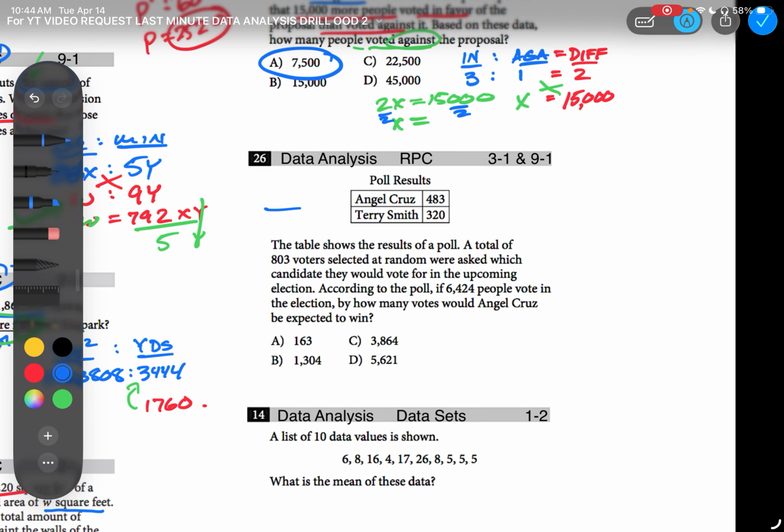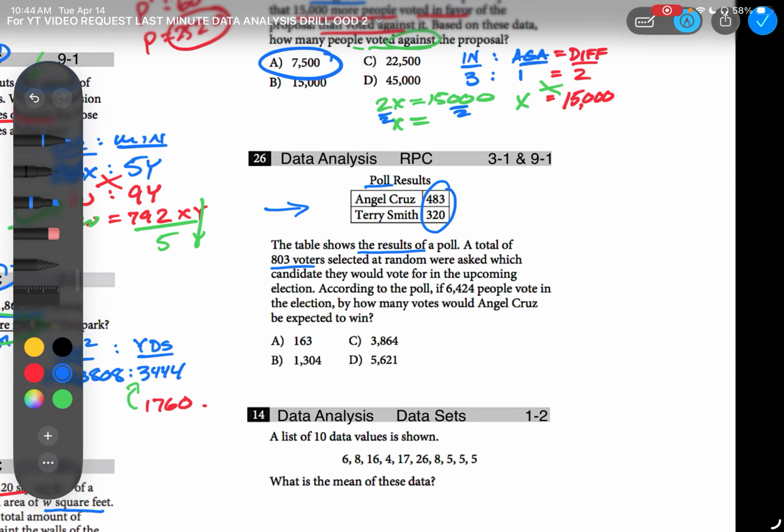I got poll results. Anytime they give me an image, I see Angel got 483, Terry got 320. So this is from a poll, which means it doesn't have everybody involved. They took a sampling, right? It's just a basic sample. Now we read the question. The table shows the results of a poll. A total of 803 voters selected at random were asked.